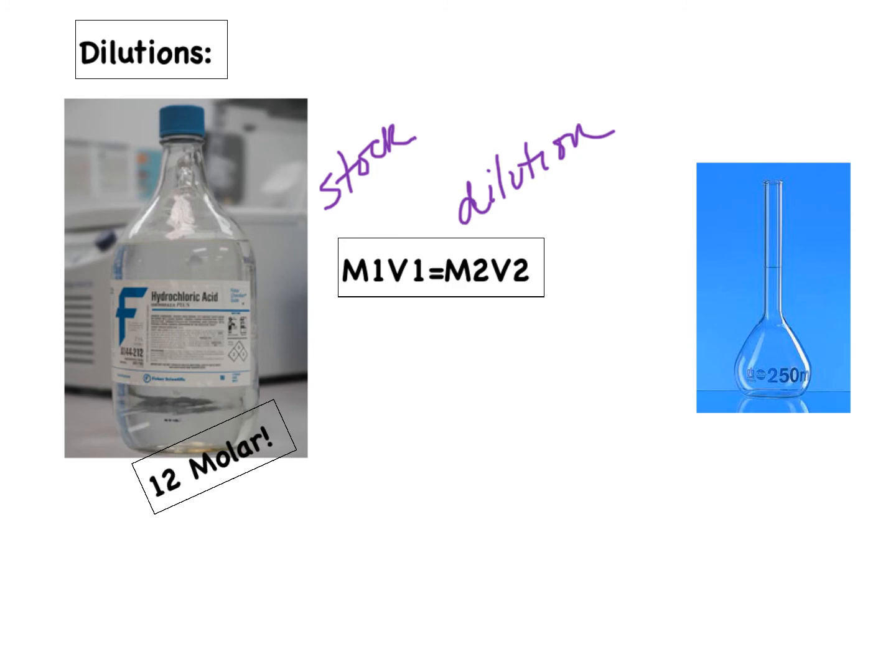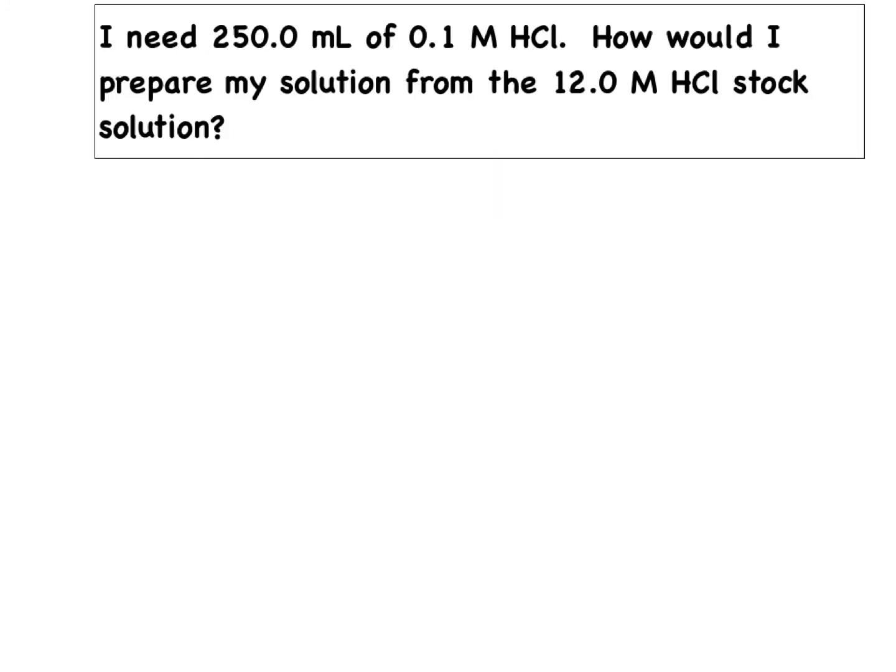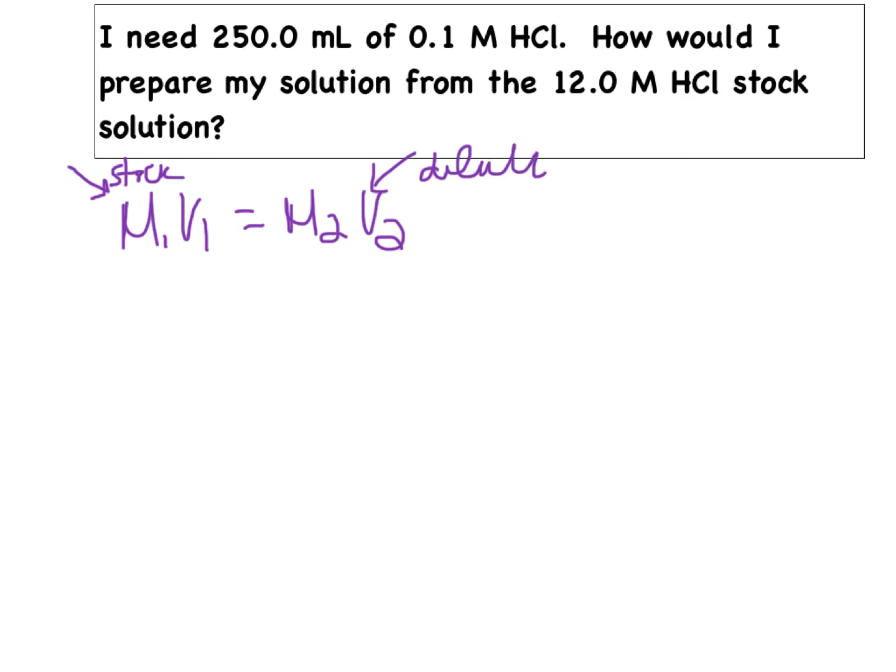So let's say I want to prepare a dilution from that 12 molar stock solution. I need 250 milliliters, and I want the molarity to be 0.1 molar. So how am I going to prepare that solution from the 12 molar stock solution? So going back to my formula, M1V1 equals M2V2. Remember, that's my stock, and that is my dilution.